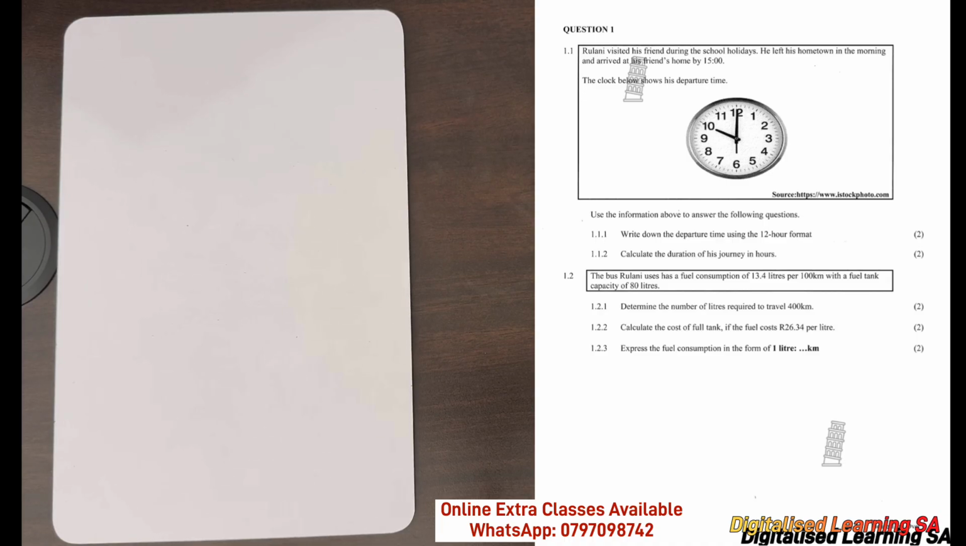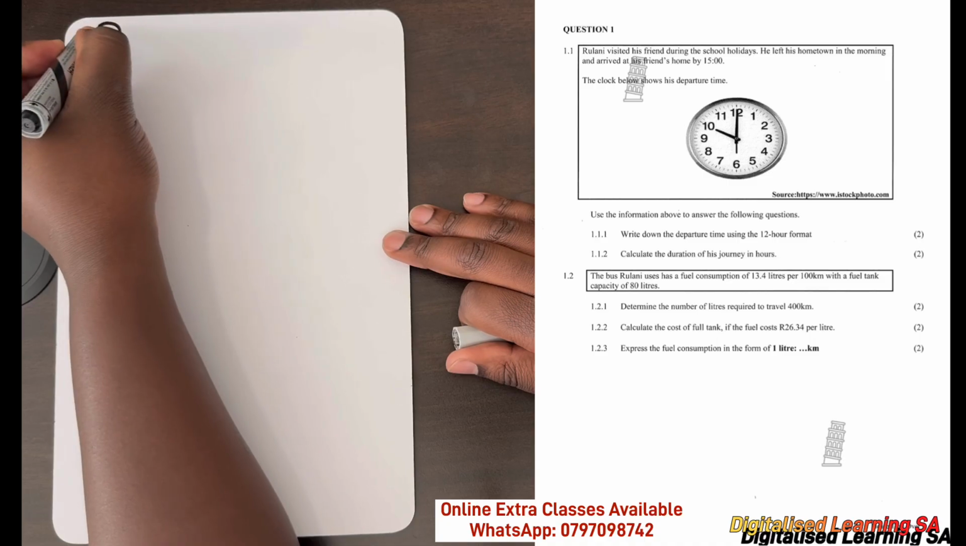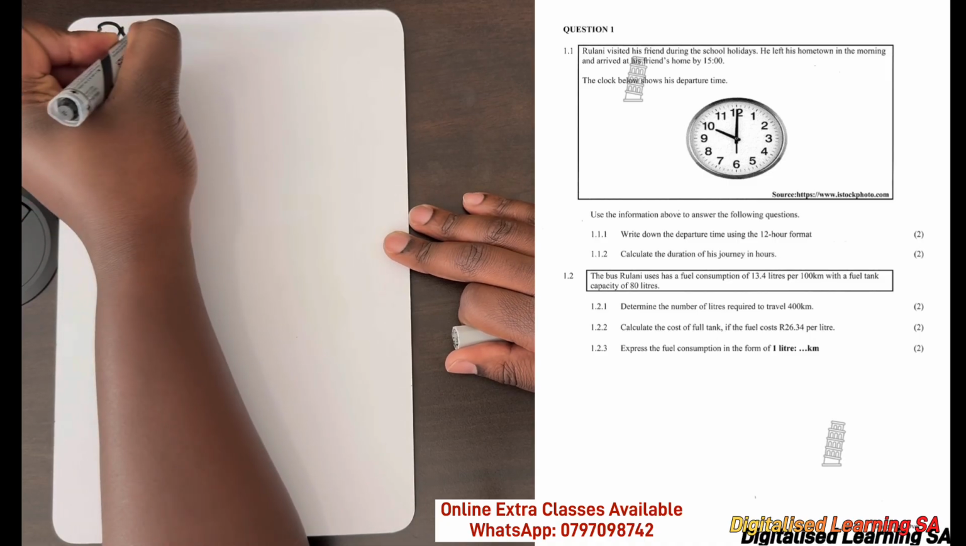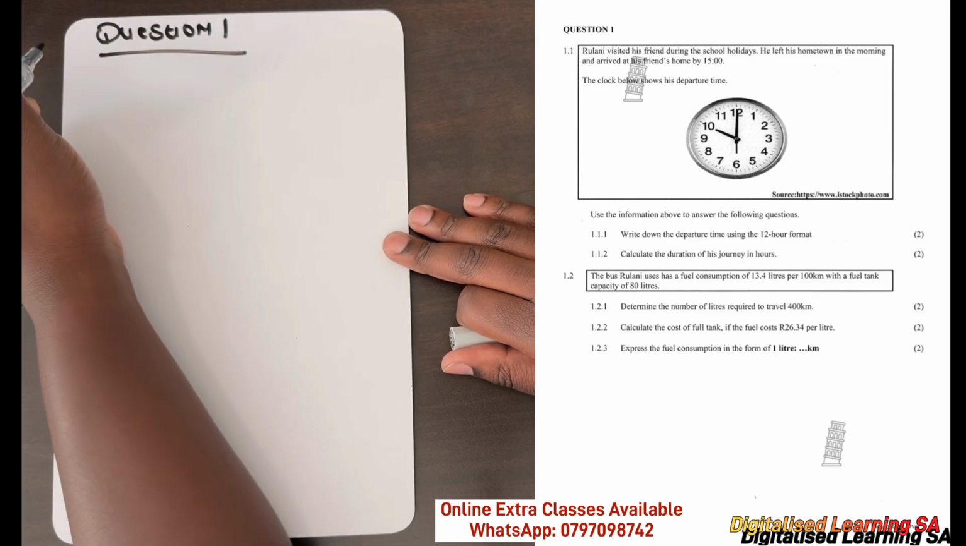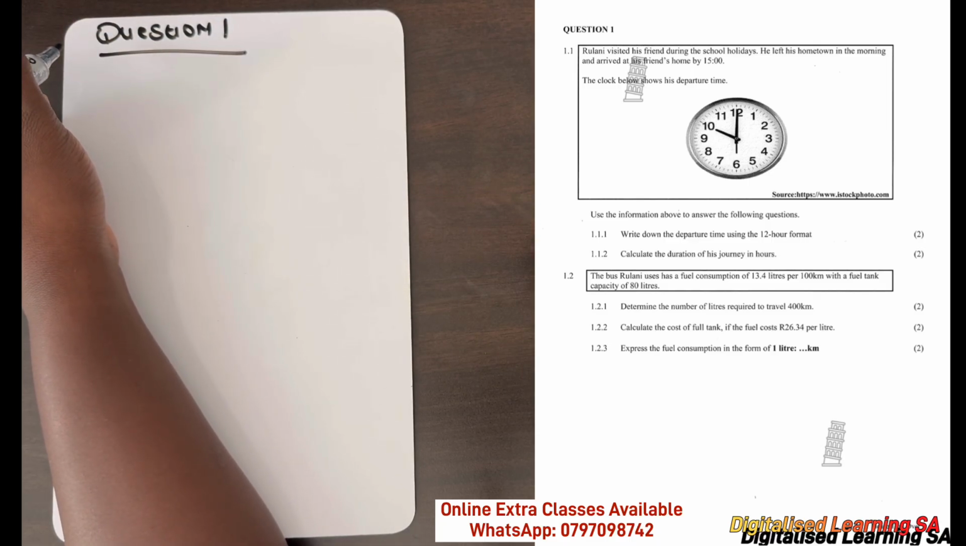In this video, we are going to start with question 1 of the grade 11 question paper. So without wasting any time, we are going to start with question 1.1. We are told that Rulani visited his friend during the school holidays. He left his hometown in the morning and arrived at his friend's home by 3. And the clock below shows his departure time.